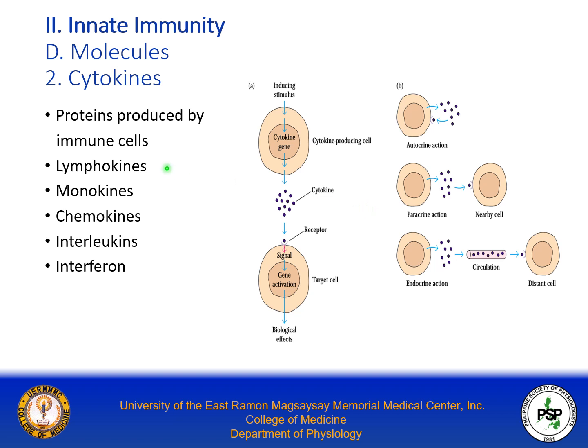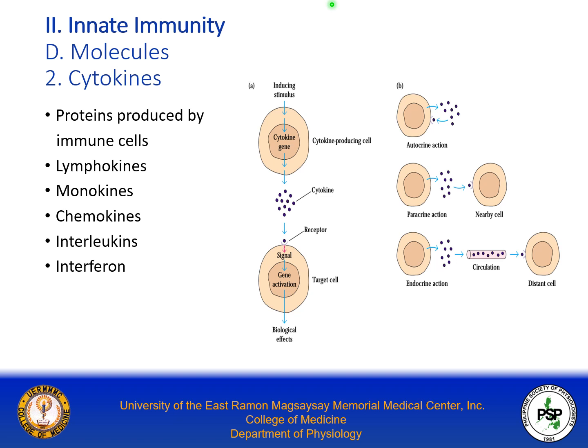Lymphokines, if the cytokines are made by lymphocytes. Monokines, if they are produced by monocytes. Chemokines are chemoattractants made by various cells. Interleukins are made by one leukocyte and act on other leukocytes. Interferons are also cytokines made by virus-infected cells. They not only act in the paracrine fashion, they can also have autocrine action and endocrine action.